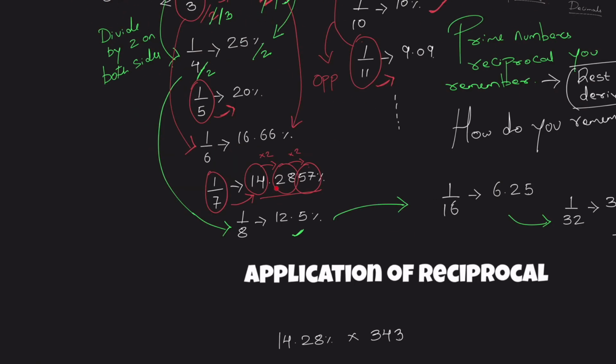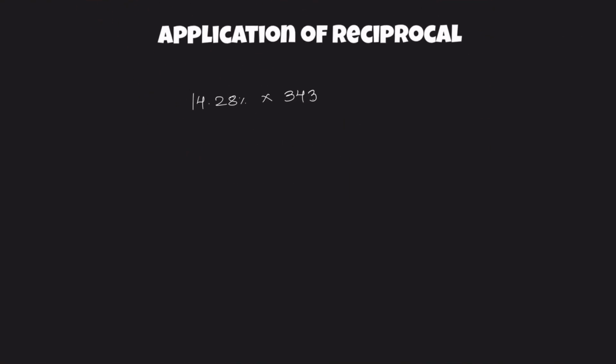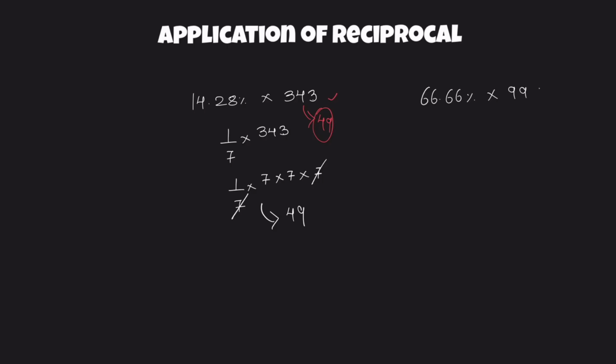Okay, now what is the application of reciprocal? Let's see. I am being asked 14.28% of 343. 14.28 according to the table is nothing but 1 by 7. So 1 by 7 into 343, I'll write, which is nothing but 7 into 7 into 7. 343 is 7 cube. 7 gets cut. 7 sevens are 49. So 14.28% of 343 is nothing but 49. That's an application. Next question.